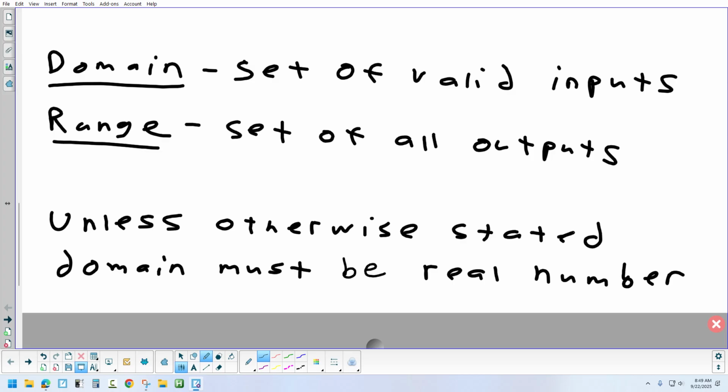Okay. We are working in the real number system. So unless the problem says otherwise, we have to work with real numbers. What kind of numbers are not real numbers? Imaginary numbers? Perfect, imaginary. And that's just not something we're going to deal with right now.